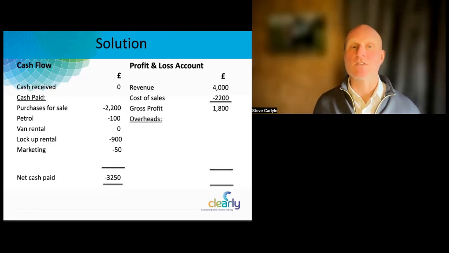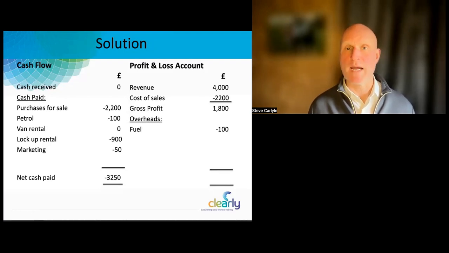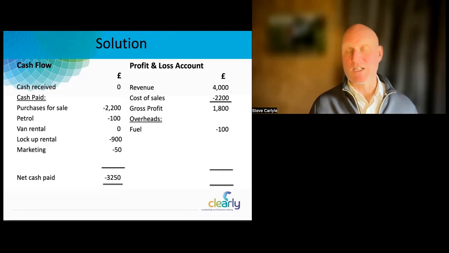And then we've got the overheads. And what overheads have we got? Well, the first overhead we've got is the fuel for the van. So £100. And again, the amount incurred is the same as the amount paid. So the profit and loss account and cash flow have got the same figure in.